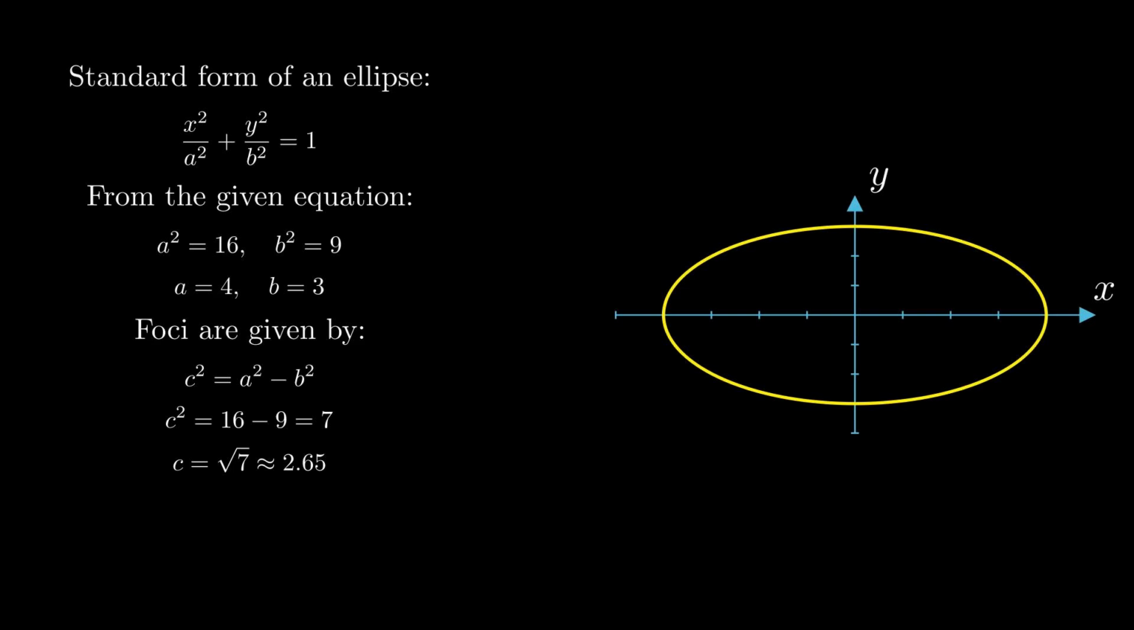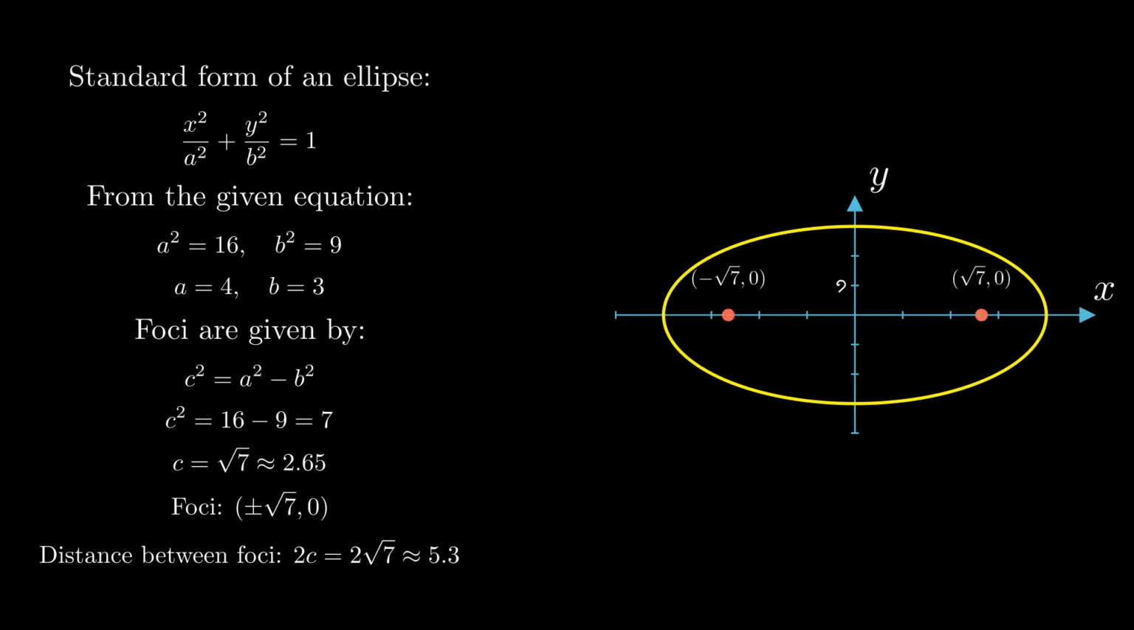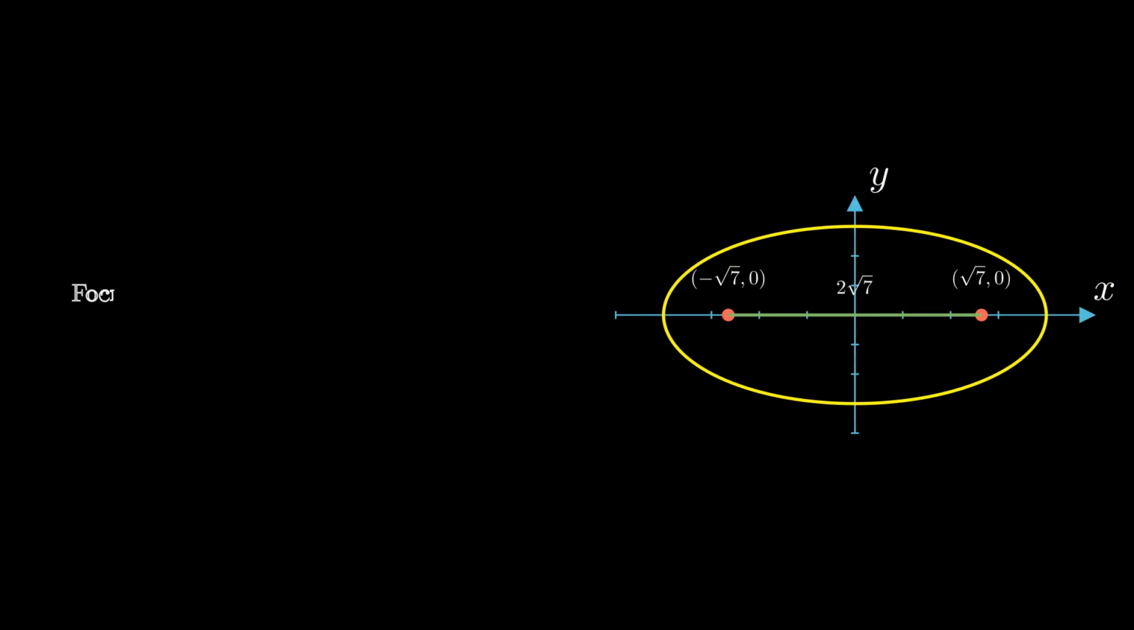Thus, the foci are at approximately plus or minus 2.65, 0. The distance between the foci is simply 2 times c, 2 times the square root of 7, which is approximately 5.3. We draw a line between the foci and label the distance accordingly.